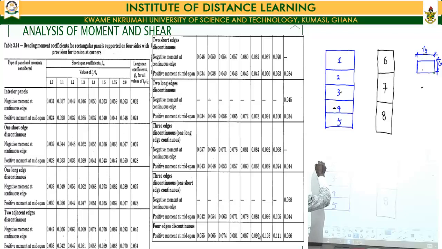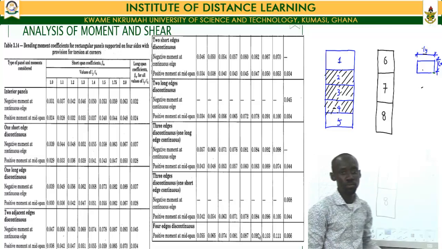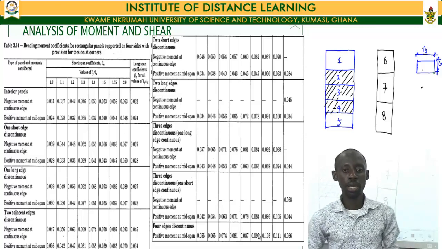So these panels exemplify the two short-edge discontinuous panels. That's with panel number 4, panel number 3, and panel number 2. So that is what is referred to as the two-edge discontinuous panel.